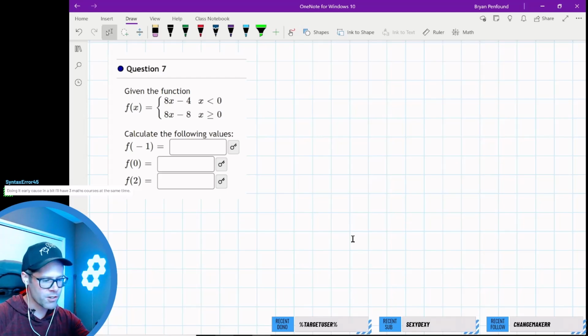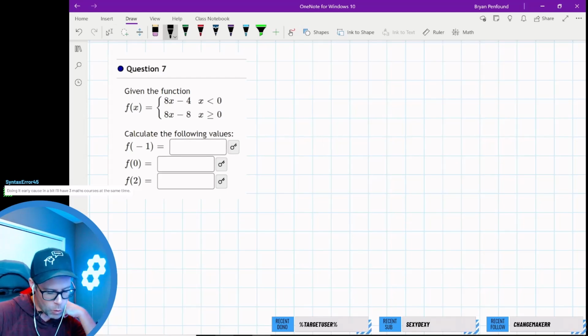Which maths courses are you going to have at the same time? Hopefully one of them is at least like an easy maths course.